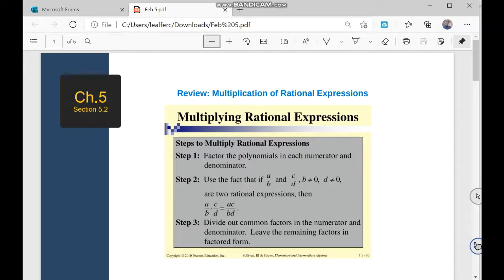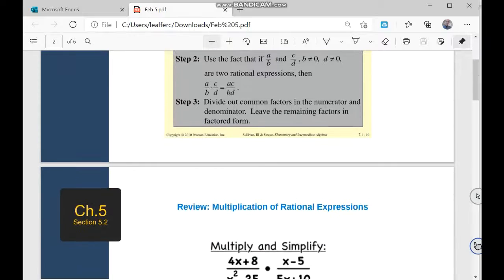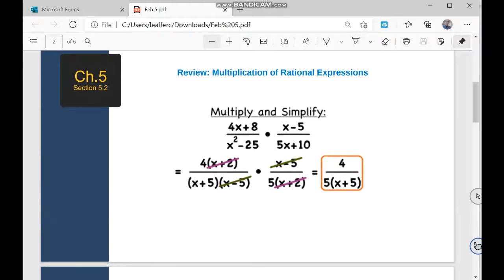To be honest, sometimes I do step number 2 first, and then I do step number 1. Sometimes I prefer to do the multiplication first, and then factor out, and after that simplify. But it doesn't matter. It's up to you. Check this example. Multiply and simplify. 4x plus 8 divided by x squared minus 25 times x minus 5 over 5x plus 10.